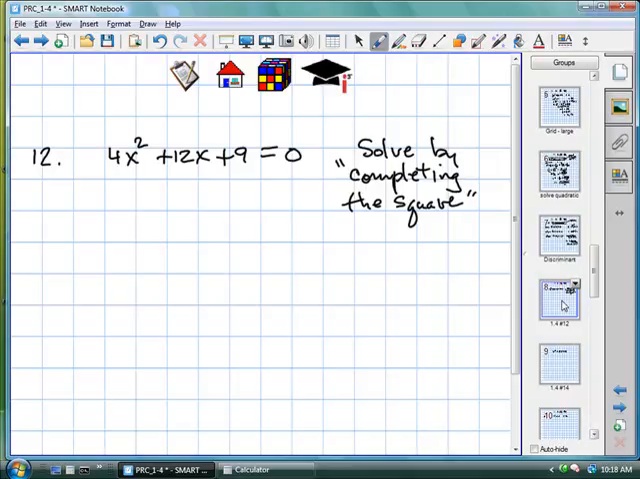And guess what? It's going to be important that you be able to use all the techniques. So don't just look at this and go, oh yeah, I can do that with the quadratic. Forget that completing the square. Make sure you really follow directions. Okay.